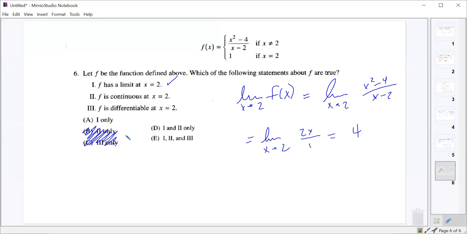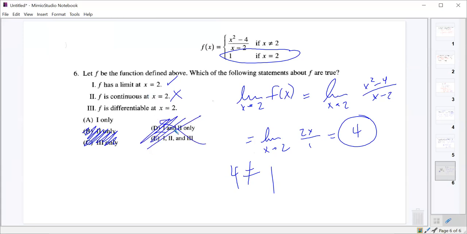Then is it continuous at x equals 2? Well, it's only continuous at x equals 2 if the limit of 4 equals the value of the function at x equals 2. Well, 4 does not equal 1. So no. And this tells us the answer anyway, because it's only just 1. But if a function is not continuous at a point, it can't be differentiable at that point. And so 3 is also not true. Any questions there on number 6?